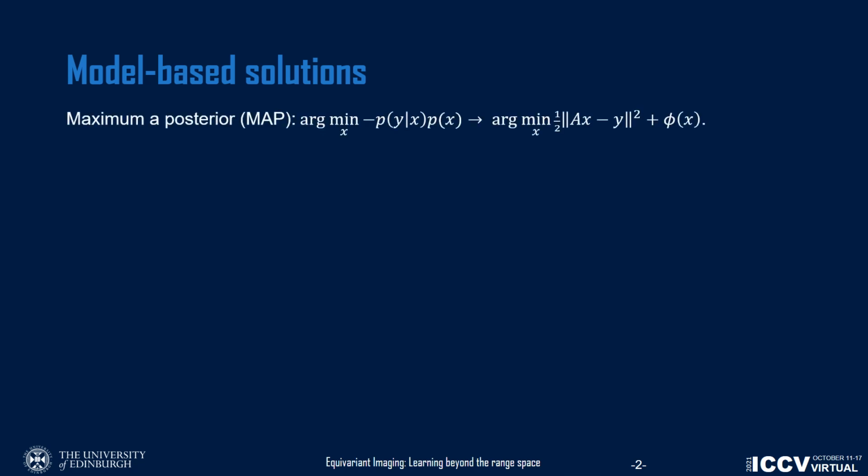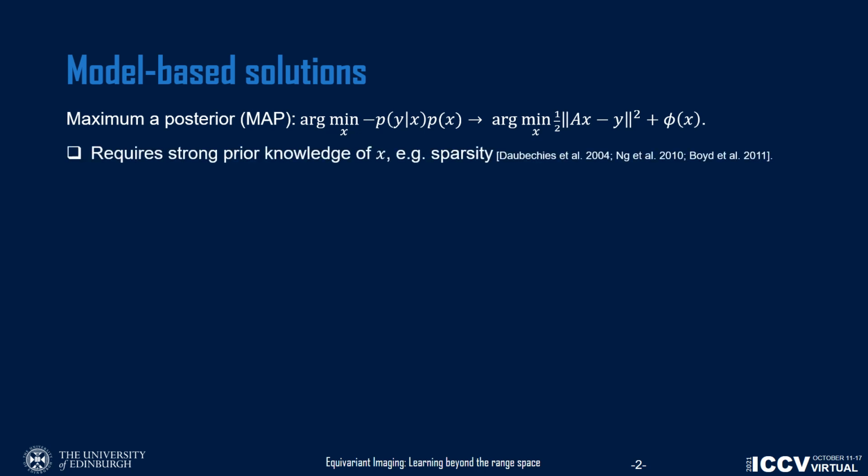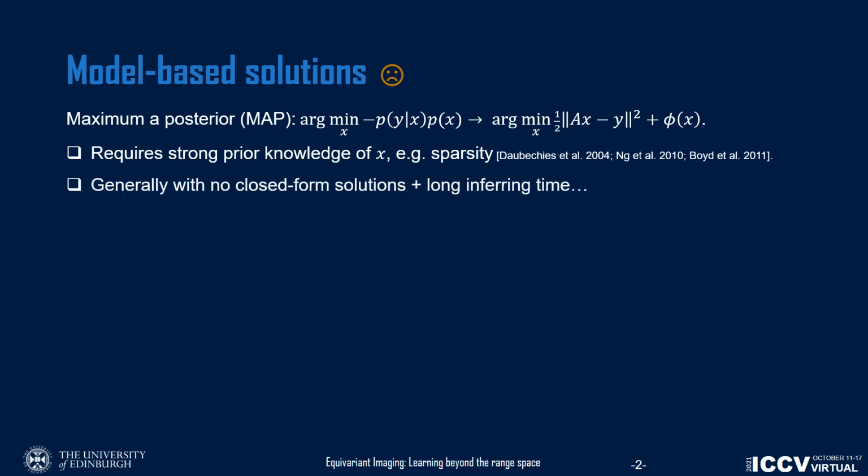Typically, the inverse problem can be solved by model-based optimization, which boils down to a maximum a posteriori problem. Generally, the model-based solutions can provide physics-plausible image reconstruction. However, these methods typically require strong prior knowledge of x, such as sparsity, and they also suffer from long running time. Recently, deep learning or learning-based techniques have become a new paradigm for solving inverse problems.